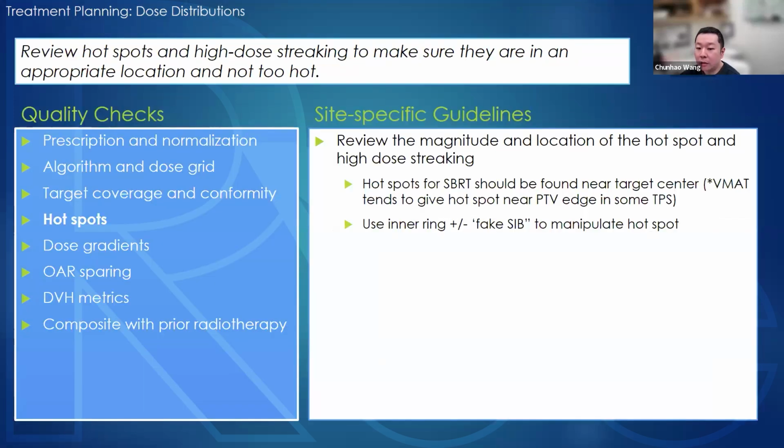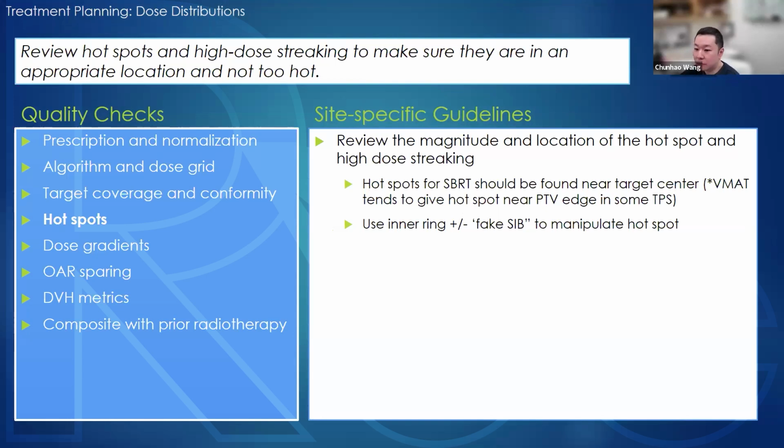Right, regarding hotspot, we have to review both the magnitude and the location of the hotspot and the high dose streaking. Sometimes, again, in SBRT, hotspots are favored, but they should be found near the target center. A lot of optimizers tend to give you a hotspot near the PTV edge, sometimes even in PTV minus CTV or PTV minus ITV. That means you may need some special tricks to manipulate the position of the hotspot. Here we can use an inner ring, the ring inside the target, with a fake simultaneous integrated boost, SIB, technique to manipulate the hotspot.